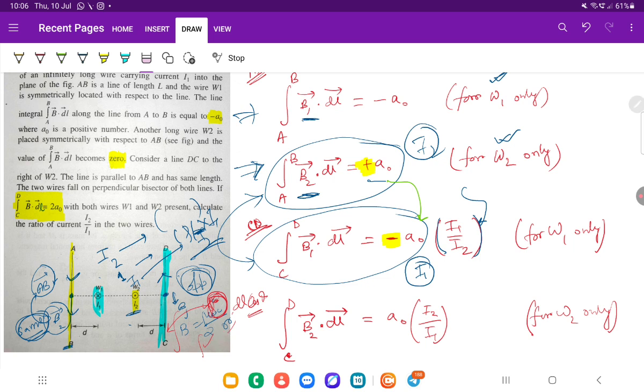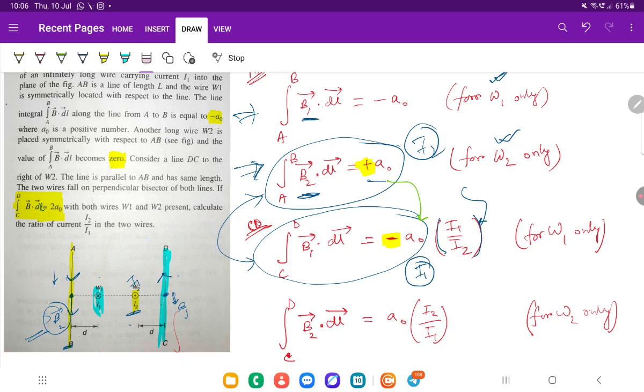Okay, so let me clear some things, otherwise it is looking very nasty.